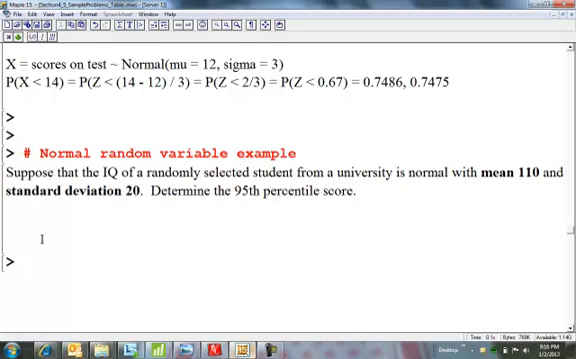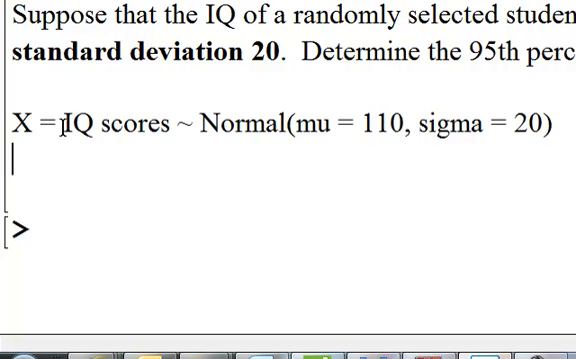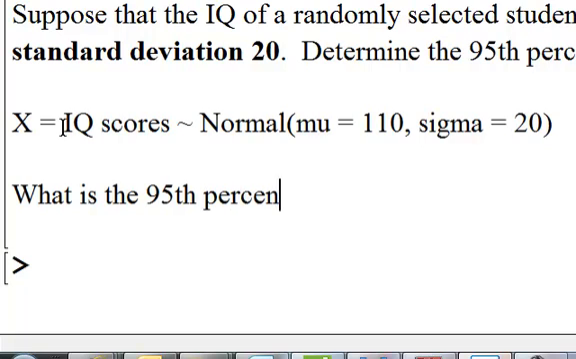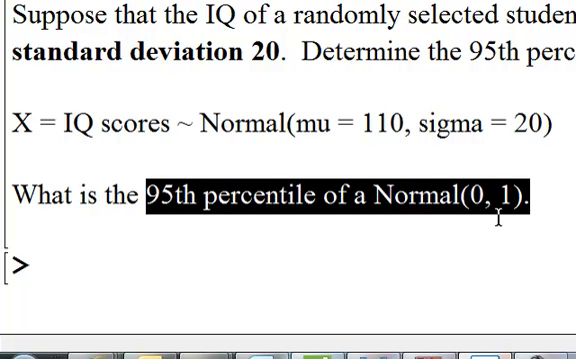Okay, let's do one with the table where we have to go the opposite direction. So x is equal to IQ scores, which are normally distributed with a mu of 110 and a sigma of 20. And I want to find the 95th percentile. If you imagine the normal curve, I'm way up in the right tail. Let's say this way: what is the 95th percentile of a normal 0, 1? If I can just figure out how many standard deviations away from the center the 95th percentile is, I can easily convert it to the normal with a mu of 110 and sigma of 20. So first I just want to find this: what z value leaves 95% area to the left?